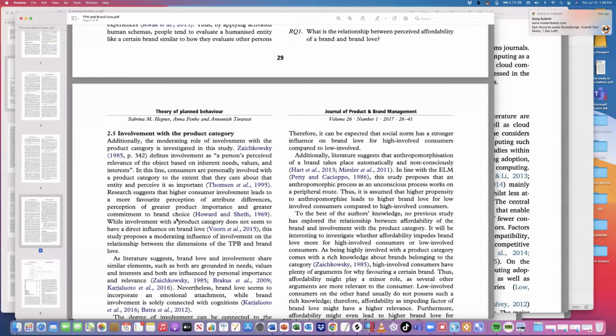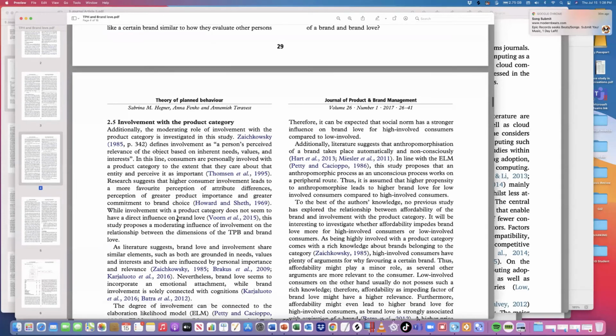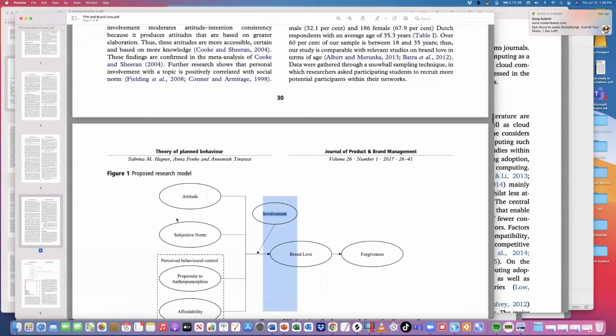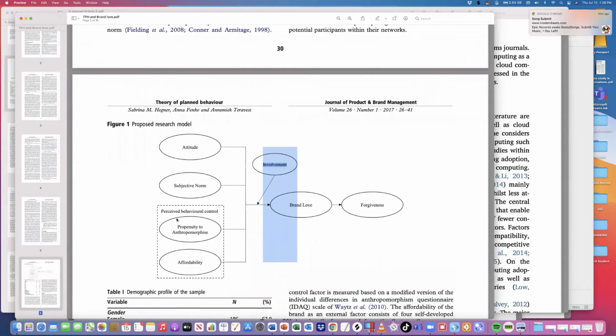So what am I trying to say? The love will be higher if involvement is there, but involvement is not part of the theory of brand behavior. The theory of brand behavior is a generic theory that explains behavior. So people use it in finance, people use it in healthcare, people use it in so many dimensions.